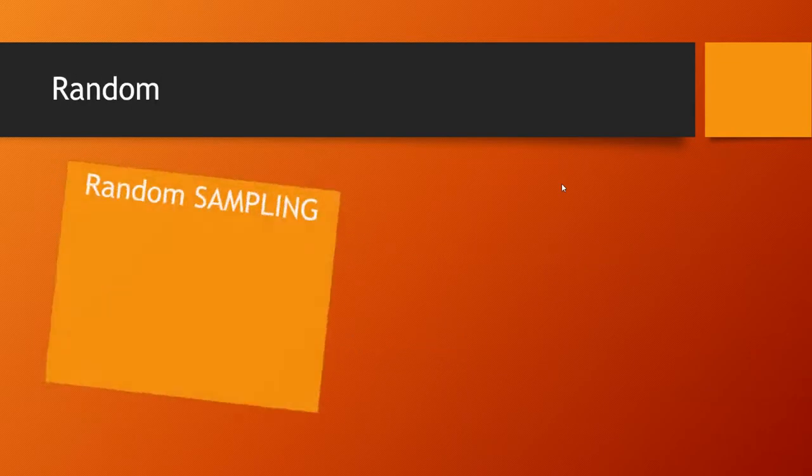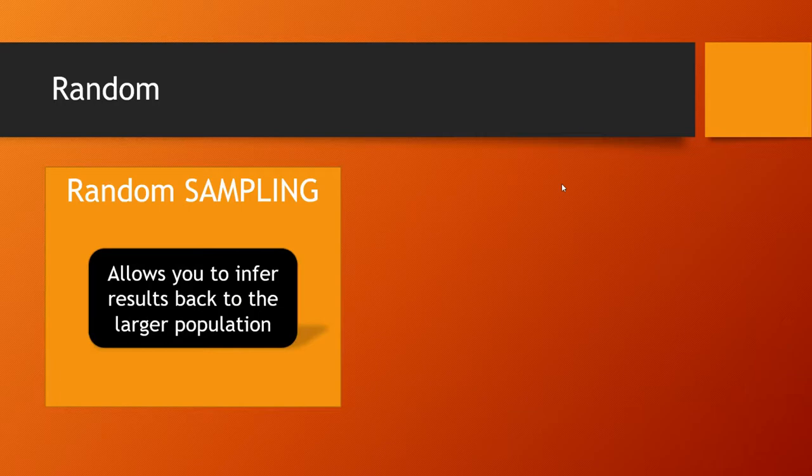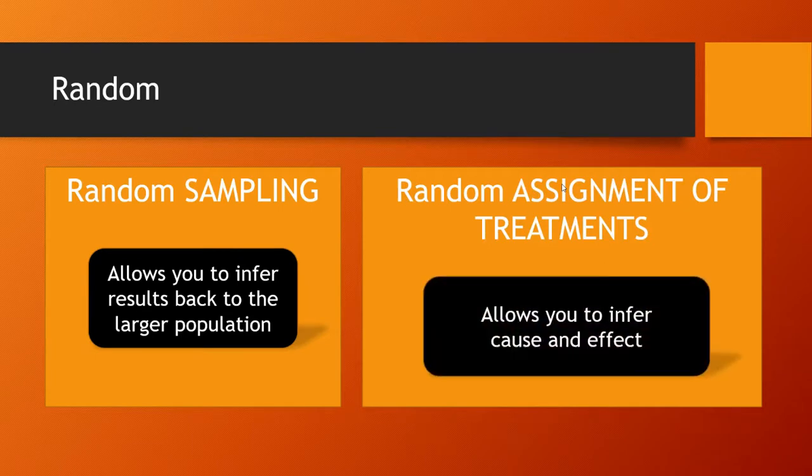So if we can random sample, then we can take our results and infer them back to a larger population. If we do random assignment of treatments, then we can say cause and effect. So the most ideal experiment has random sampling, random assignment of treatments, and all that other stuff. The important reason is that I want to be able to take my results and say they apply to the entire larger population. And I want to take my results and definitively say that this causes that. So those are the elements of an ideal experiment.